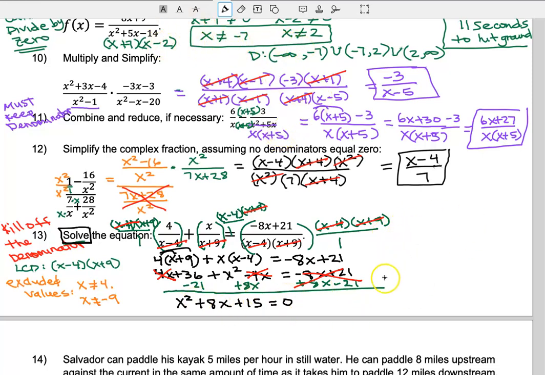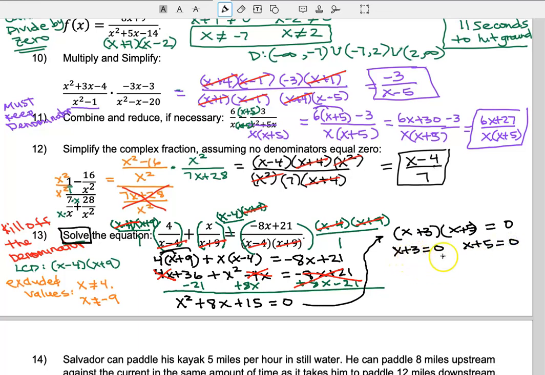Got to factor this. So this is going to factor, I'm going to say what multiplies to be 15 and adds to be 8. Well, that's 3 and 5, and both of them are positive to get that to be a positive 8. And now set both of those equal to 0 and solve. So x plus 3 equals 0 and x plus 5 equals 0.